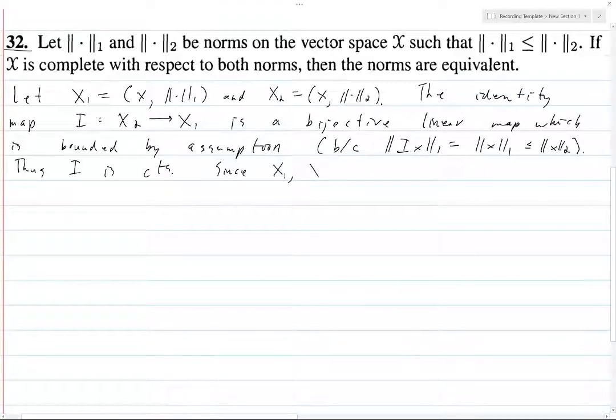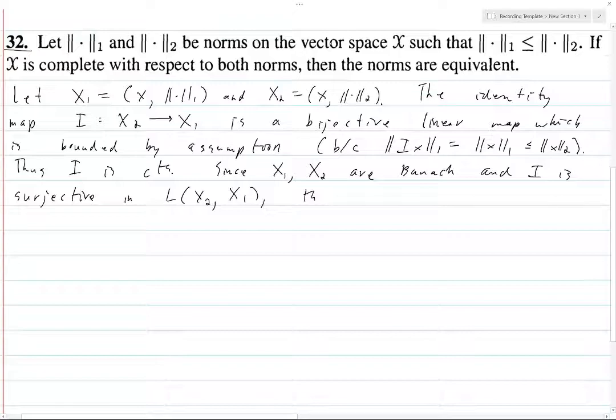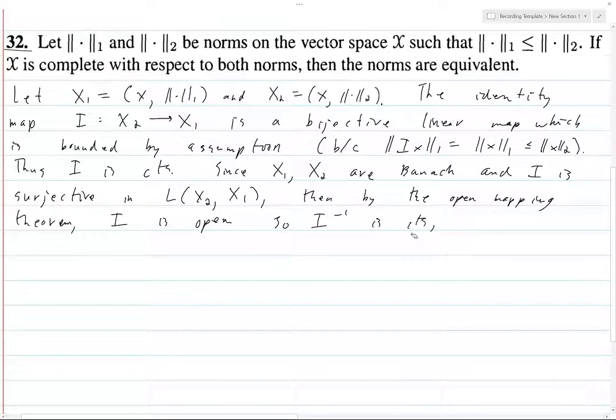Since x1 and x2 are Banach, and I is a surjective element of linear mappings from x2 to x1, then by the open mapping theorem, I is an open map. I'll just say I is open. So I inverse is continuous.